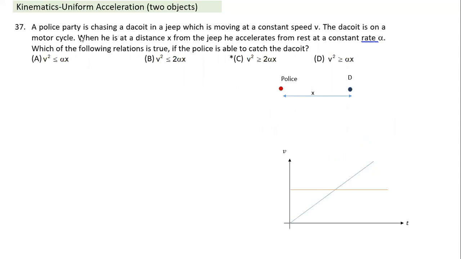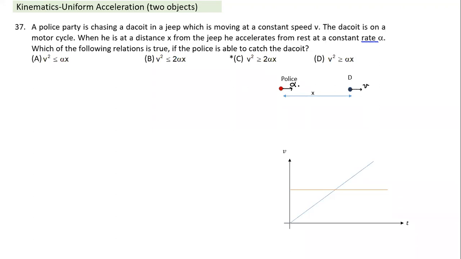Coming to this question here, we can solve it in multiple ways. This question is pretty common, and you will see it in movies also, but in movies it may happen that the police may not catch the dacoit, unless the police is a hero. So a police party is chasing a dacoit in a jeep. The dacoit is moving at a constant speed V, and he's on a motorcycle. The police party is just starting, with initial velocity 0, moving with constant acceleration alpha, initially a distance x behind. So the question is, what is the condition for police to catch the dacoit?